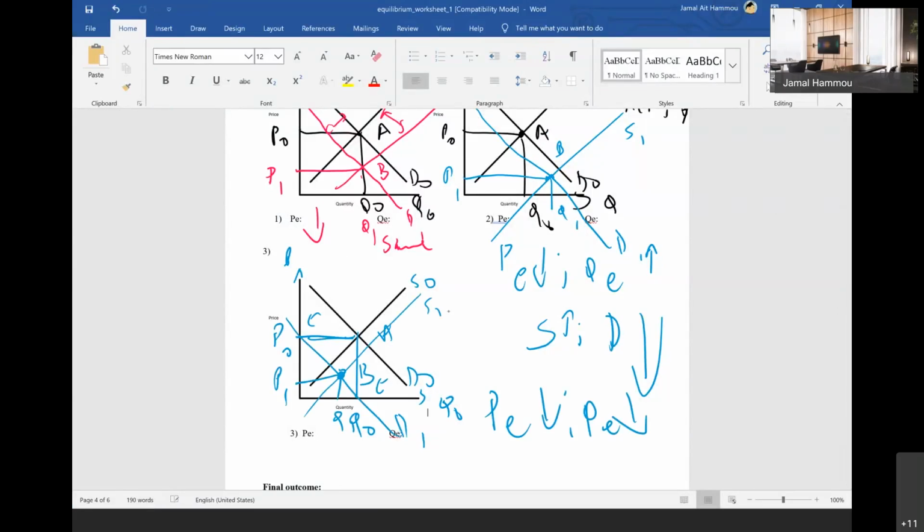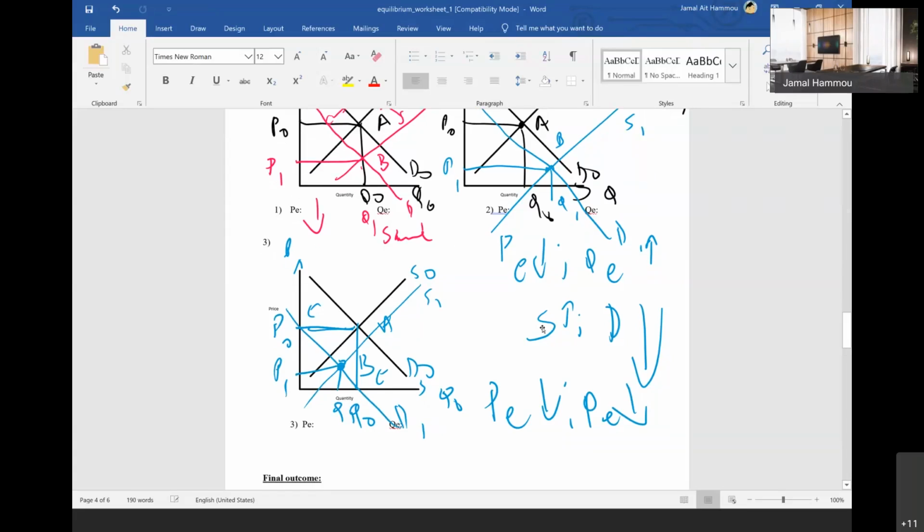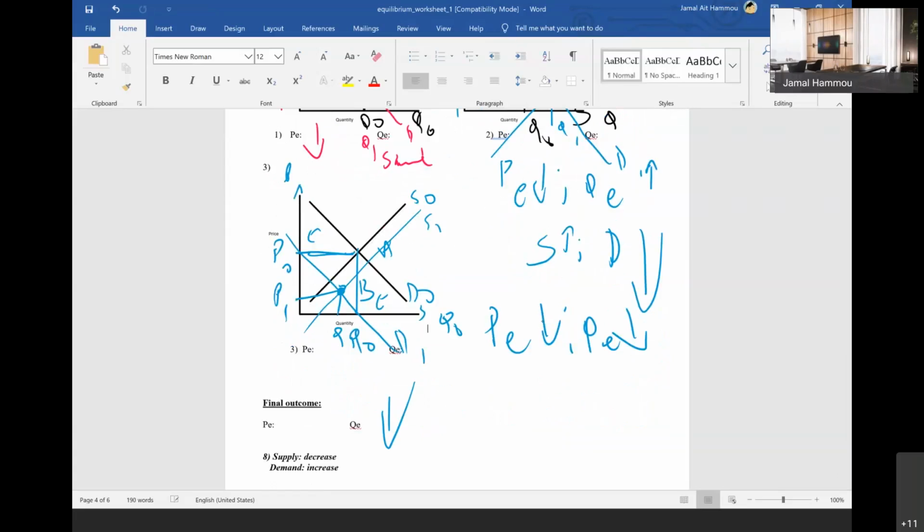So now, what happened in all three cases is that the outcome for the quantity equilibrium is the same. The final outcome that we know for sure is that quantity equilibrium will go down, but the price could be the same, like in case number one, or it could be down.